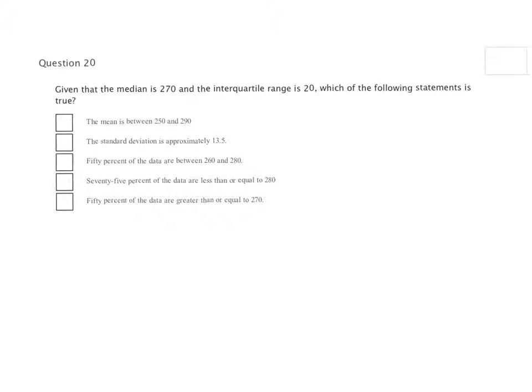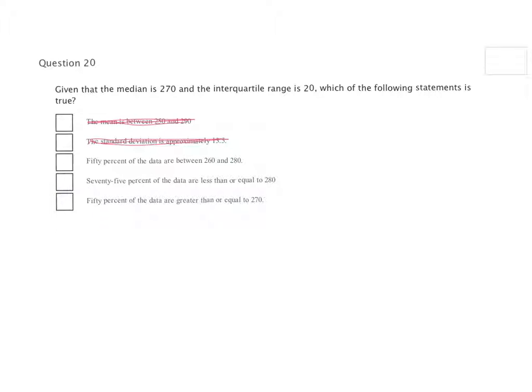Okay, last one. Given the median is 270 and the interquartile range is 20, which of the following statements is true? The mean is between 250 and 290. Well, I don't know anything about the mean at all. All I know is the median and the interquartile range, which kind of gets me thinking about a box plot, and the mean isn't going to show up on a box plot. Neither is standard deviation, so I already know I don't even need to read that.